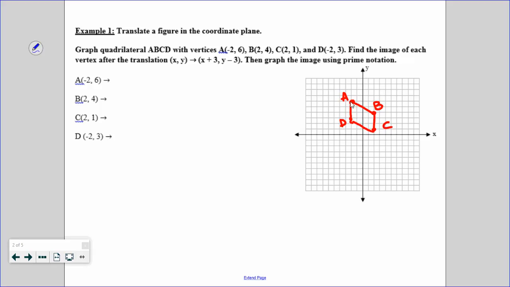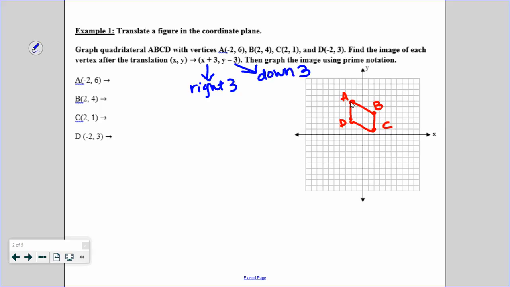Now, when I want to translate that, I'm going to use this notation here, okay? So I can either figure out what my new coordinates are going to be, or I can count in a certain direction. So again, remember when I see x plus 3, that means that I am going to be moving to the right 3, and the y minus 3, that's going to be down 3.